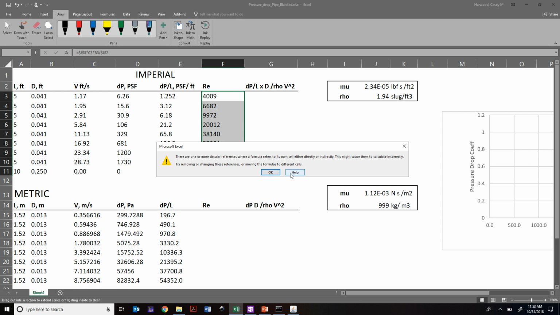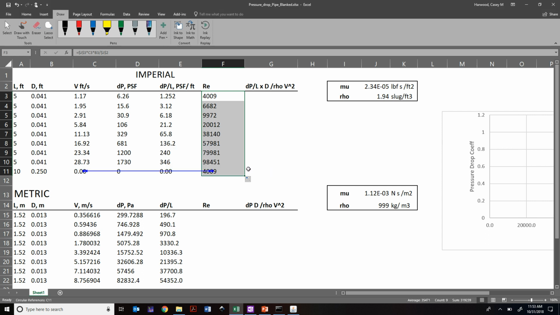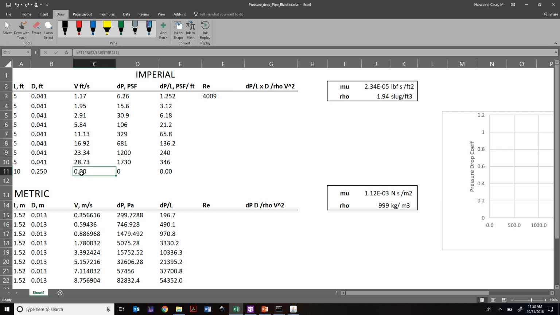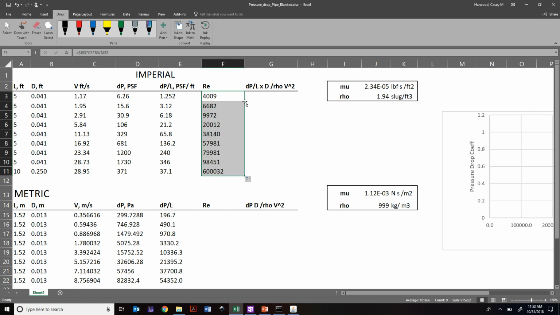I'm missing a data point here. 28.95. There we go. All right. So we've got our list of Reynolds numbers.